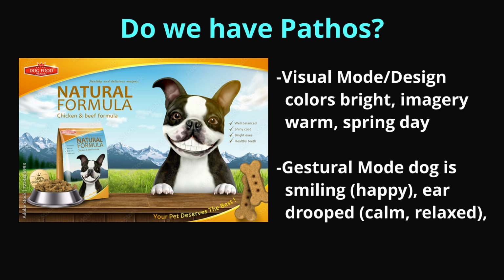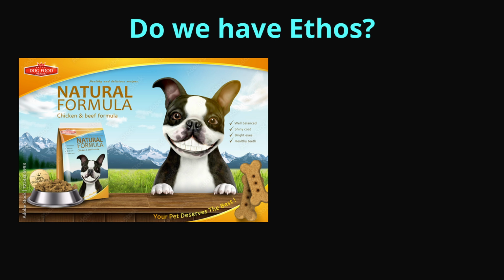Imagine if the background were wintry. Imagine if the dog was not smiling. There is where you will find your pathos in this ad. So now let's finish up our means of persuasion. We'll look at ethos in this ad.